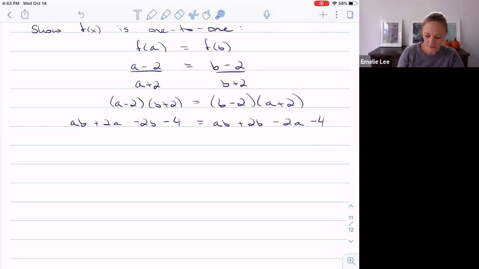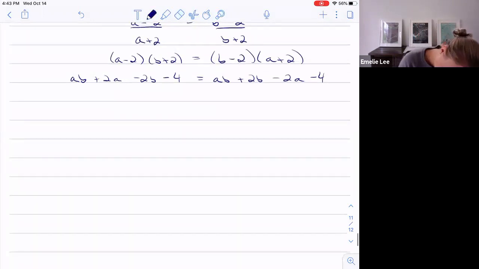Usually what I do is I just shove everything over to one side. So I'll shove everything from the right-hand side over to the left-hand side, so all I'm left with is 0 here, and then I'll see what cancels out, right? So here we go. I get AB, just rewriting everything on the left-hand side first, and then I'm going to move all of these terms over.